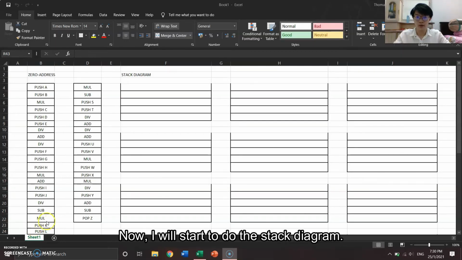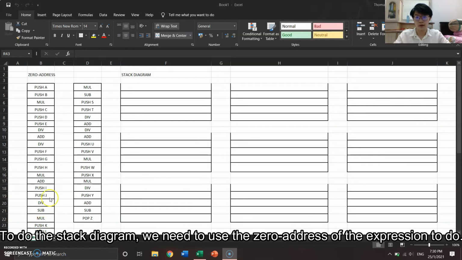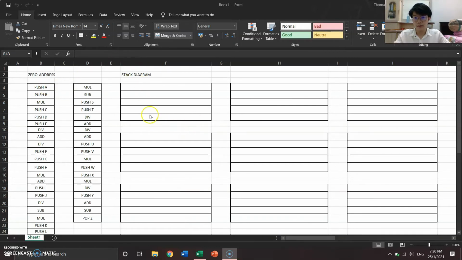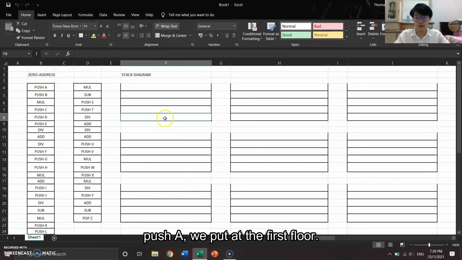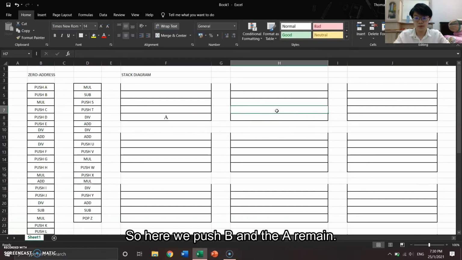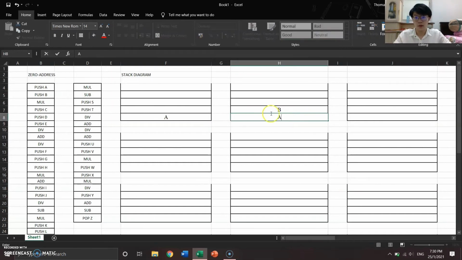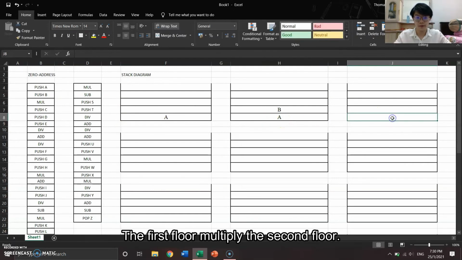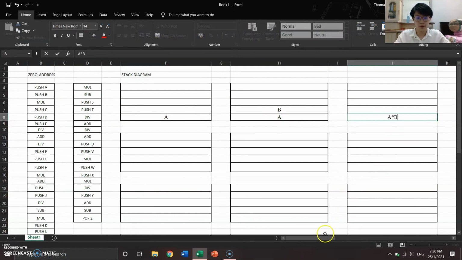Now I will start to do the step diagram. To do the step diagram, we need to use the zero-address form of the expression. So first, push A, we put it at the first floor. After that, push B. So here we push B and A remains. Then multiply. Multiply means A multiply B, the first floor multiplies the second floor. After multiply, push C, D, and E.